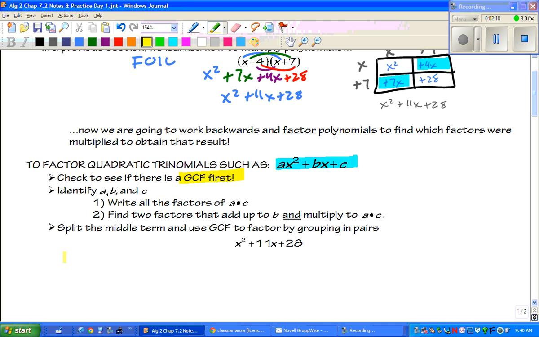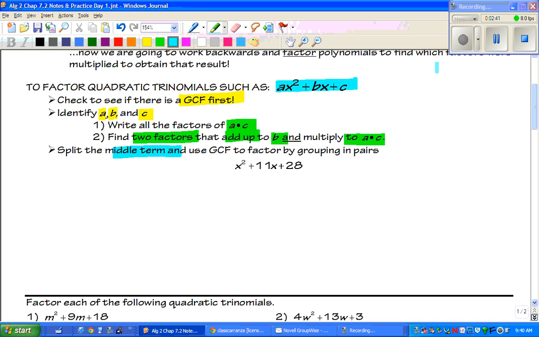Now, to factor quadratic trinomials, such as, just an example, ax squared plus bx plus c, always check to see if there's a GCF. That's always the first thing we do. Identify what a, b, and c are. And then off to the side, we're going to do the factors of a and c. And then what two factors add up to b and multiply to ac. And what this is called is splitting the middle term. And you guys might be like, whoa, Mr. Grice, that sounds weird. Let's just do a couple examples and then you'll figure it out.